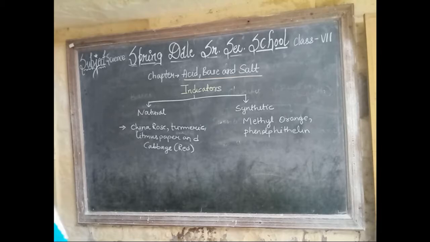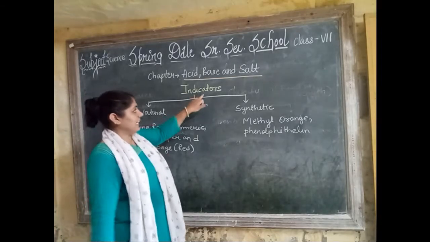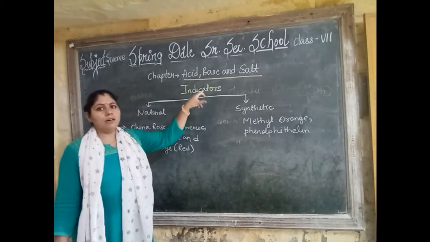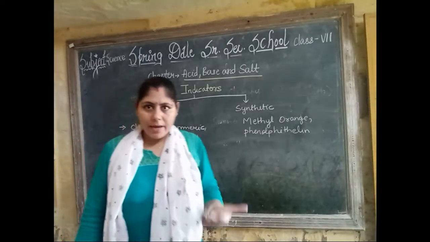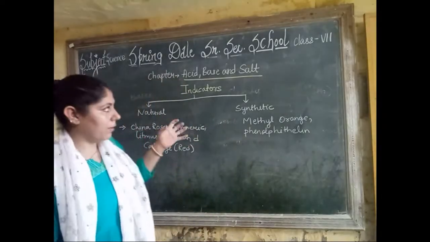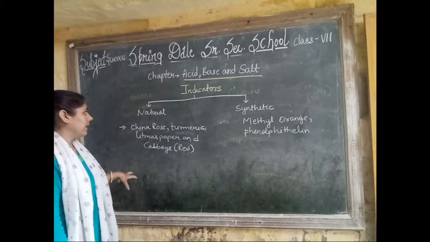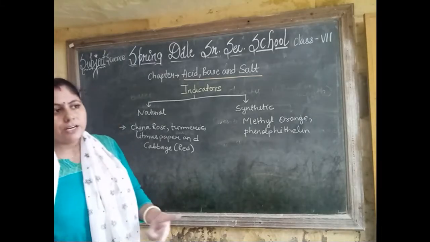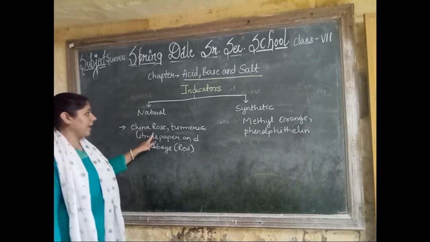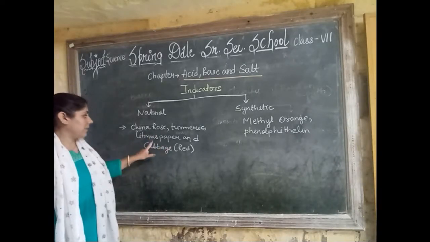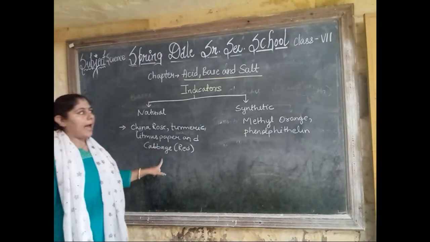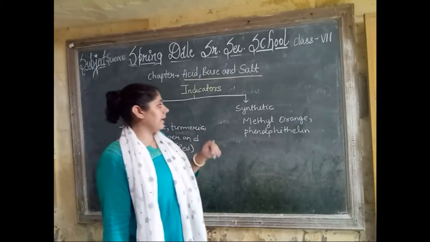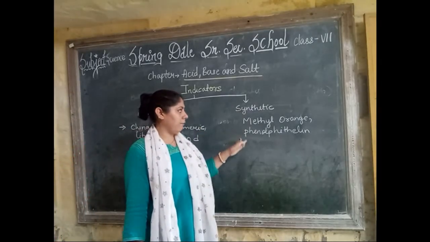Now the indicator means it indicates the acid or base. It is the very important part of this chapter. Now there are two types of indicators: natural and synthetic. Natural indicators are like China rose, turmeric, litmus paper and red cabbage. And synthetic indicators are like methyl orange and phenolphthalein.